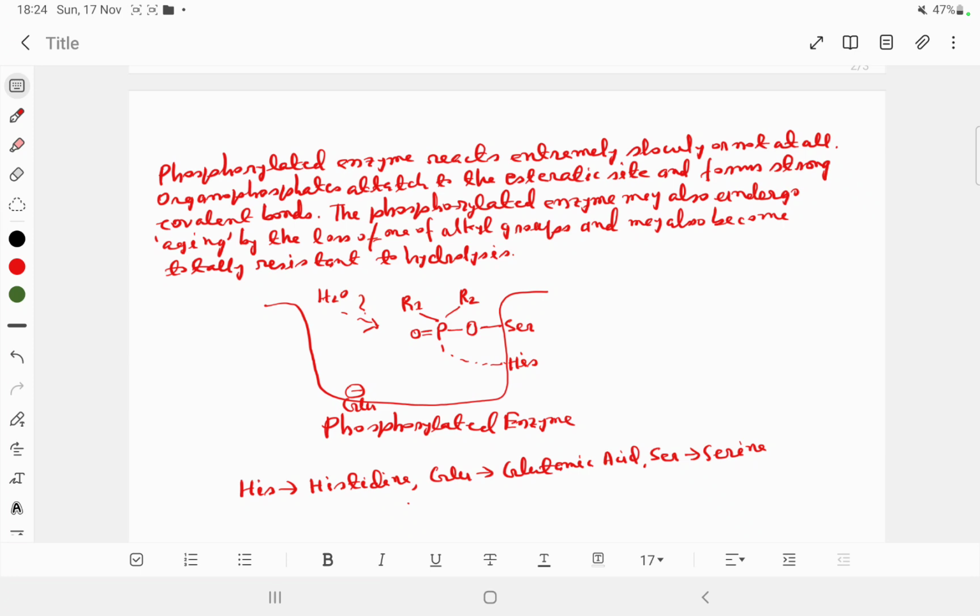So this is the mechanism of anticholinesterases. And here I am ending my today's discussion.